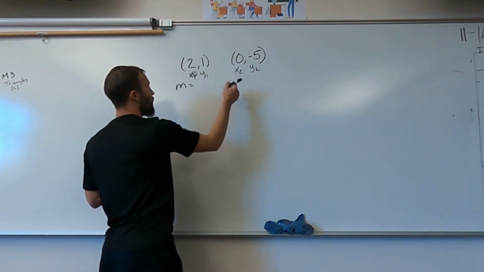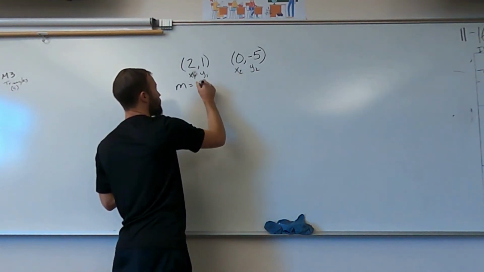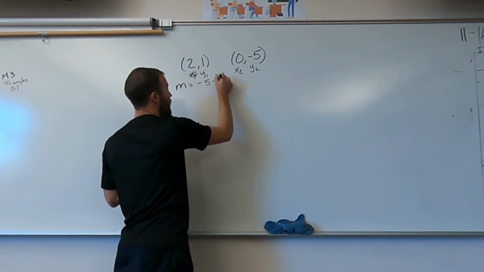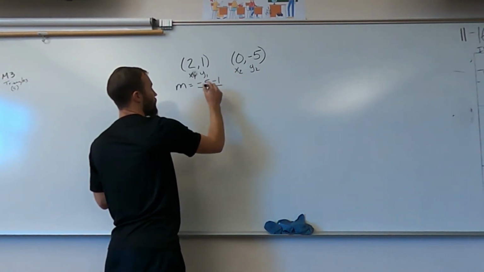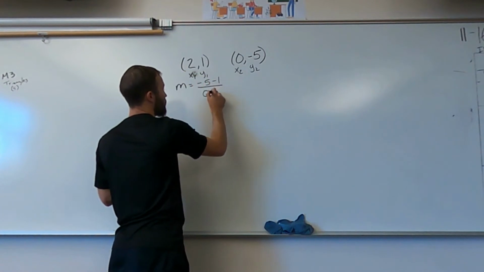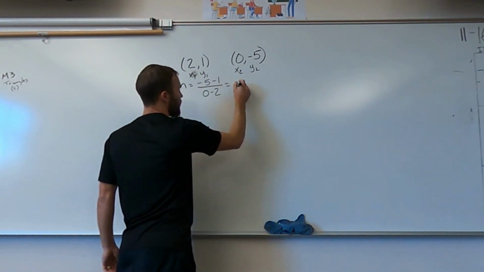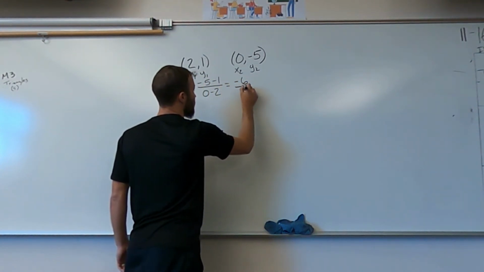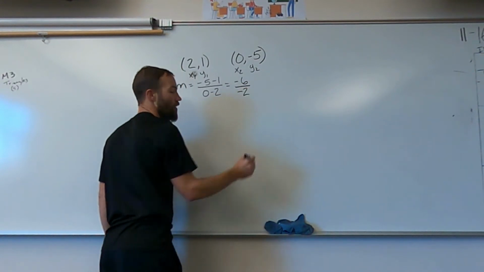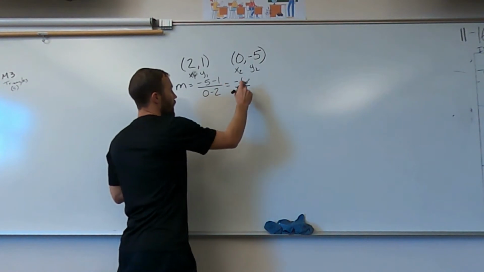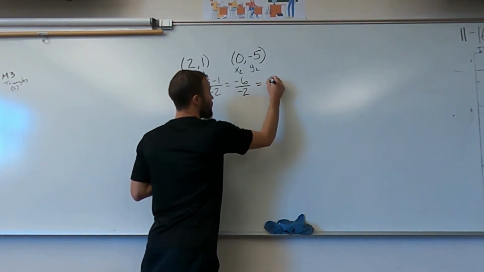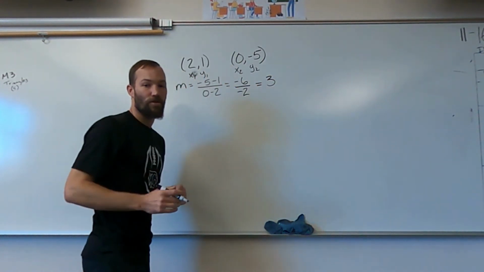We know that slope is y2 minus y1, so -5 minus 1 divided by 0 minus 2. So that's going to give us -6 divided by -2. Okay, so a negative divided by a negative is going to cancel, and 6 divided by 2 is 3, so our slope is just 3.